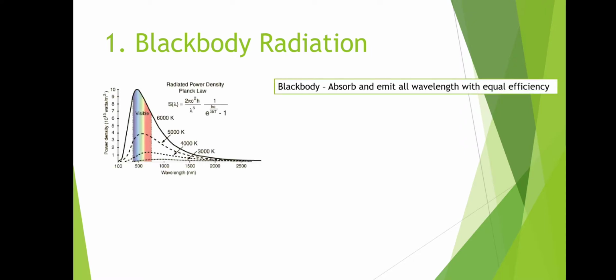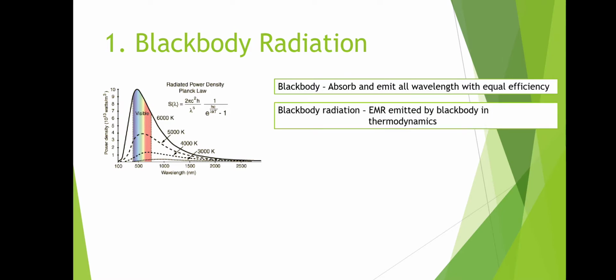First of all, a blackbody is an object that can absorb and emit all wavelengths with equal efficiency. It doesn't matter what type of material is used to build that object. Meanwhile, blackbody radiation is a thermal electromagnetic ray (EMR) emitted by a blackbody in thermodynamic equilibrium with its surroundings, which means the heat transfer of the blackbody with its surroundings.